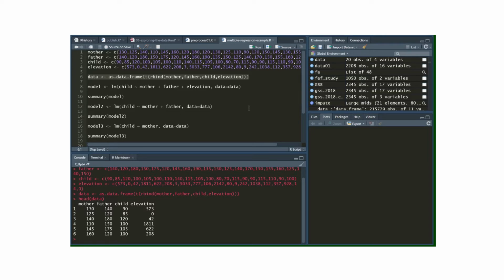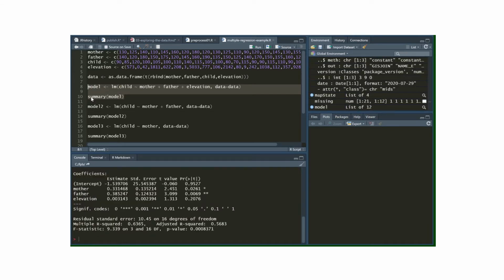Okay, so a regression model. The first model I'm going to run is going to look at the value for child as a function of mother, father, and elevation. So starting with putting all variables in the model. And that's line 8, and then line 10 is the summary of that model. Okay, so let's take a look at that.